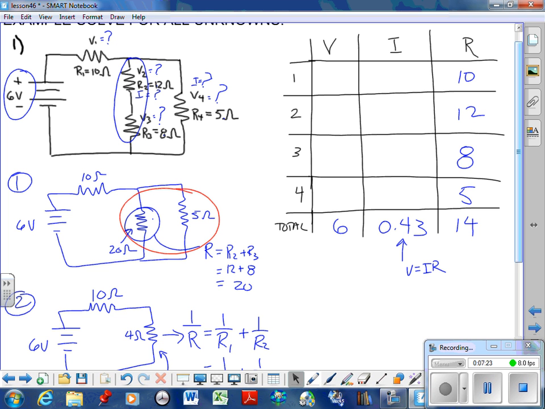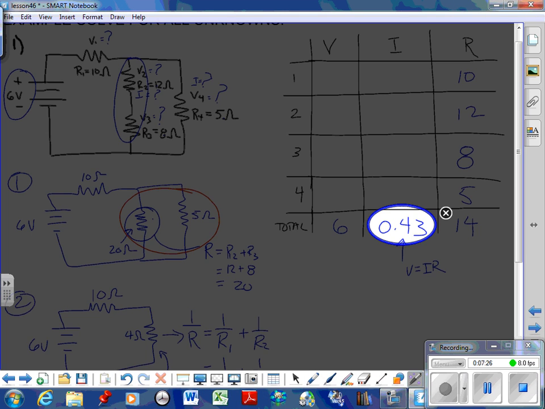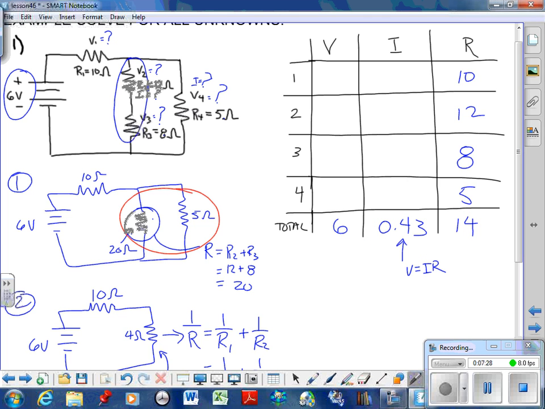Now that I know this, anywhere there's a single pathway, I know the current is going to be 0.43. So I go back to the original circuit, and I see that there's only one way to get through the first resistor. So that means all the electrons are going through the first resistor. That's 0.43 amps of current. If I know two pieces of information, I then know the third. So I know V equals IR. So if I have I and R, I now know my voltage has to be 4.3. So that means I have 4.3 pretzels passing through that resistor.